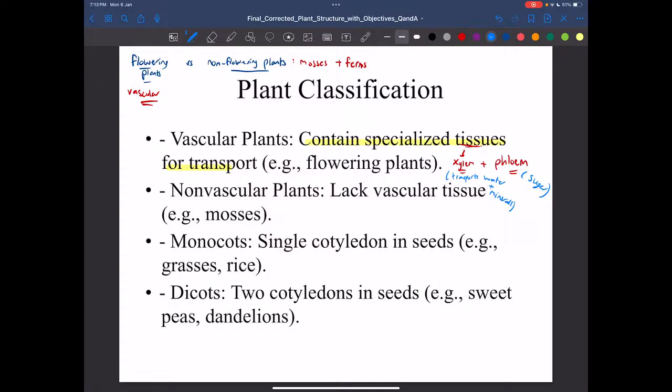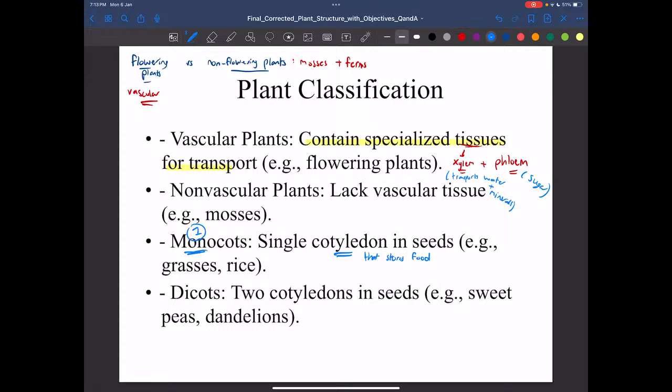Now we'll look at non-vascular plants. As the name says, non-vascular plants do not contain vascular tissue, so they do not have these specialized tissues such as the xylem and the phloem. Another classification is that we can split flowering plants into two categories, monocots and dicots. From the name, mono means one. So a monocot has a single cotyledon in its seed, and this is an embryonic seed that usually stores food.